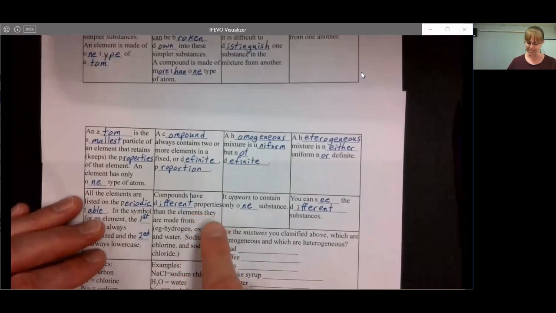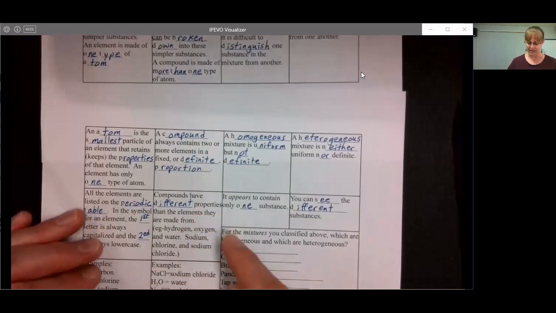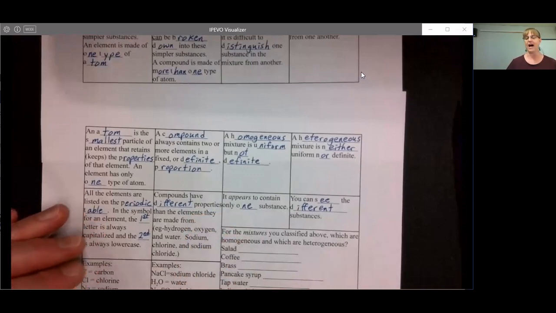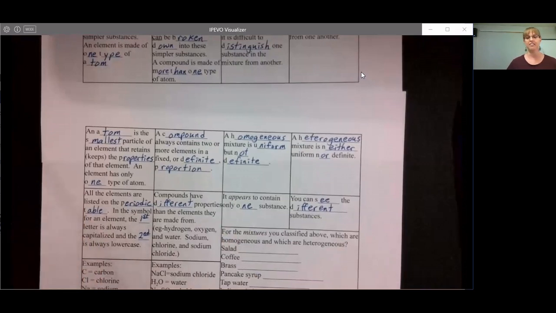Compounds have different properties from the elements that they are made from. For example, hydrogen is a gas that explodes when it burns, so it's flammable. If you breathe hydrogen gas, it'll change your voice, it's kind of weird. Oxygen is good to breathe. You must have oxygen to live, and it is in the gas form again.